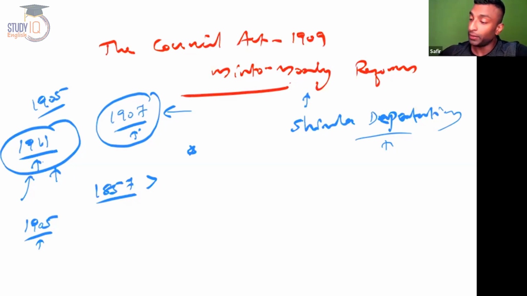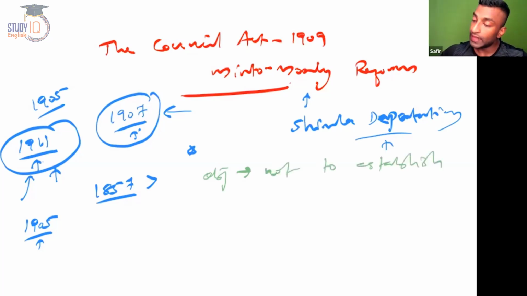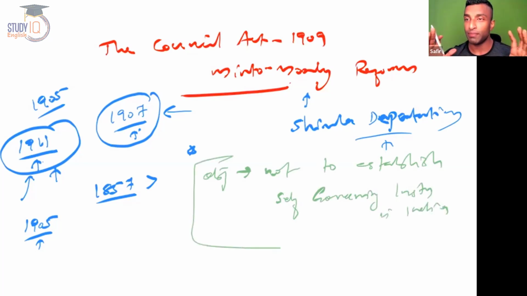not to establish self-rule in India. I'll just write this objective, because this is what makes the 1919 Government of India Act and this one different. There, that is to establish self-ruling institutions in India. So here: not to establish self-governing institutions in India. So the objective itself is made very clear.